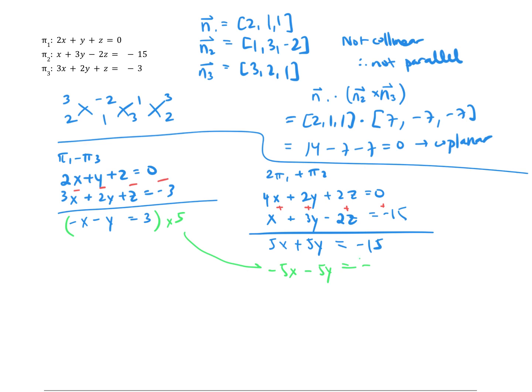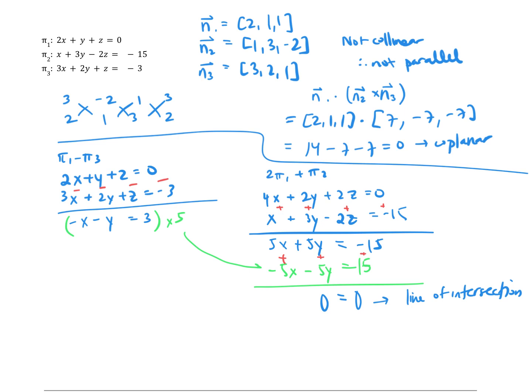And you might already notice here that if I add these lines, everything disappears. The x's are gone, the y's are gone, so left side is 0. Negative 15 plus 15 is 0. This is a true statement, which means we have a consistent system. So it must be a line of intersection, not that triangular prism setup. So now we can go on our way to solve for a line.